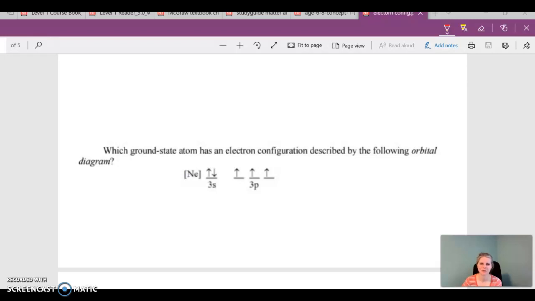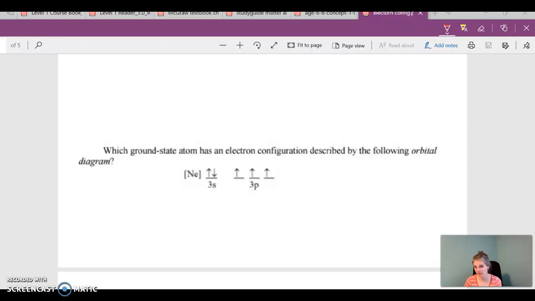Hi there. I wanted to show you a few tricky things that AP might show you. They're just three little ideas. I want to bring you to three different problems. Which ground state atom has an electron configuration described by the following orbital diagram? My point is just to show you a different way that they might show these things.